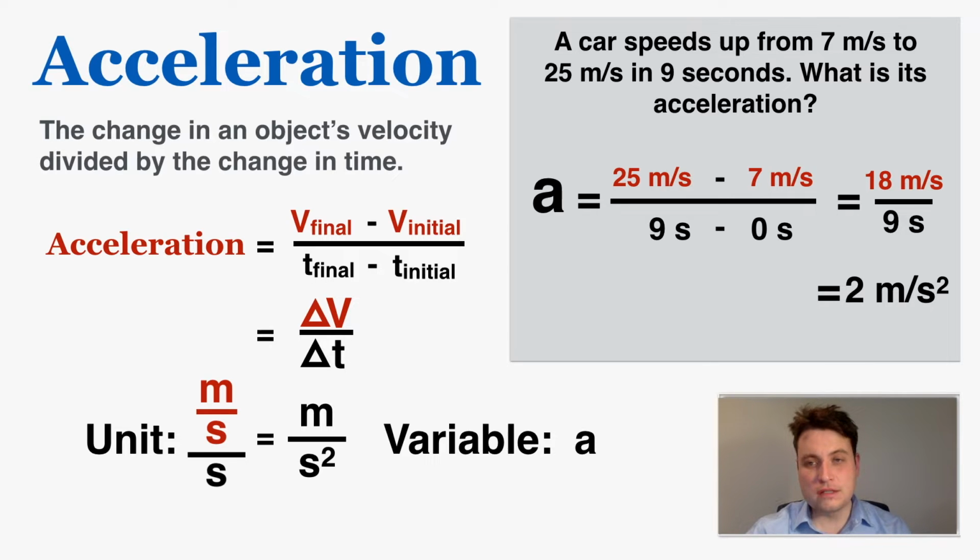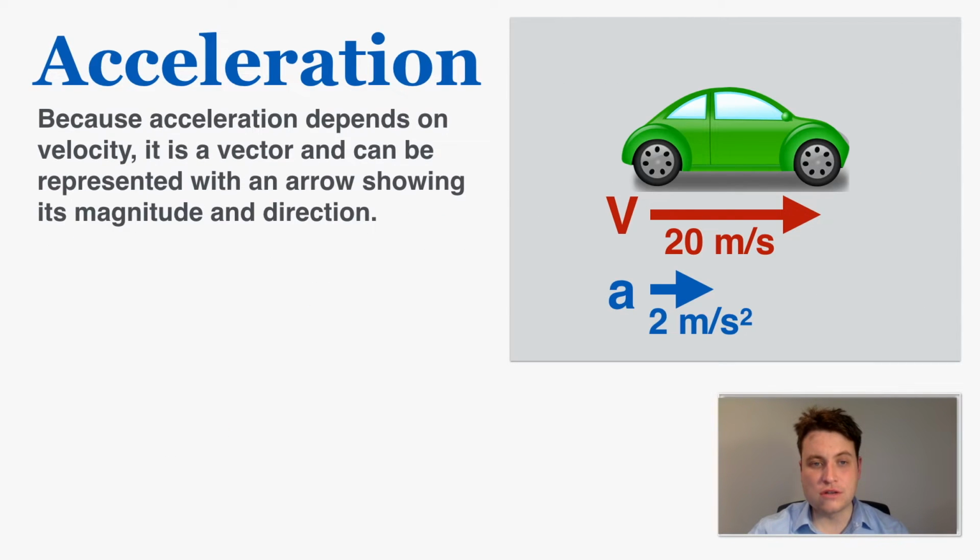So what that tells you is that the car is getting faster by 2 meters per second for every second that passes. So after 2 seconds, it's going at 4 meters per second. After 3 seconds, it's going at 6 meters per second. Acceleration tells you the rate of change of velocity, just like velocity tells you the rate of change of position. Because acceleration depends on velocity in the equation, it is a vector and can be represented with an arrow showing its magnitude and direction like this.